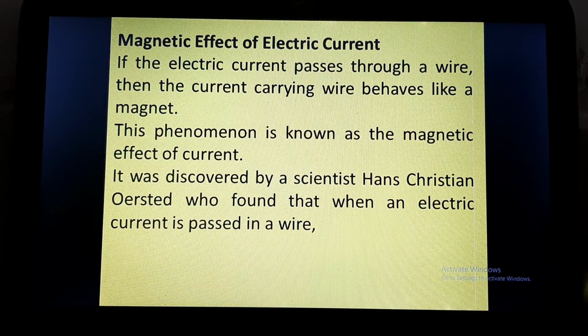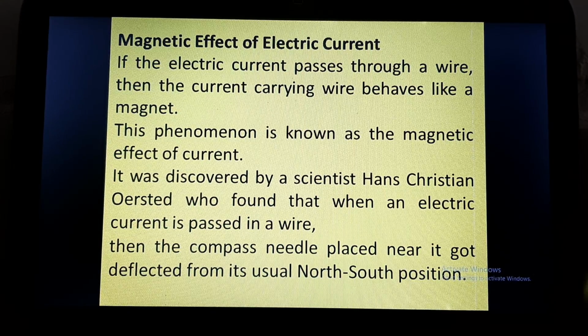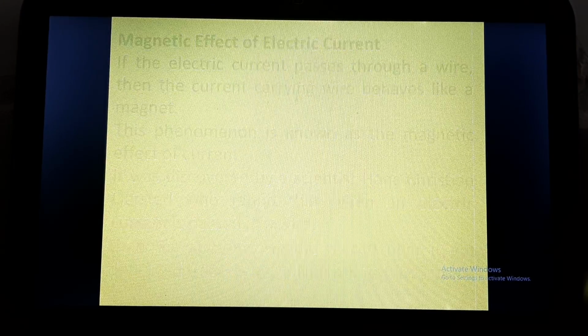It was discovered by the scientist Hans Christian Oersted, and he found that when an electric current is passed in a wire, then a compass needle placed near it got deflected from its usual north to south position. So we'll be seeing this with the help of a picture.